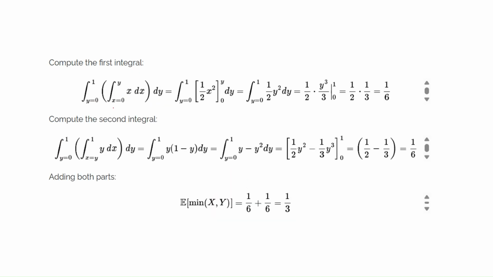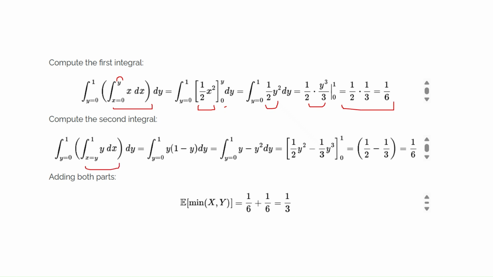The first integral is x dx integrated from x is equal to 0 till y. This gives us x squared by 2 integrated from 0 till y. Putting in the limits, we get y squared by 2. Integrating this again, we get y cubed by 6, and then putting in the limits, we get 1 by 6.